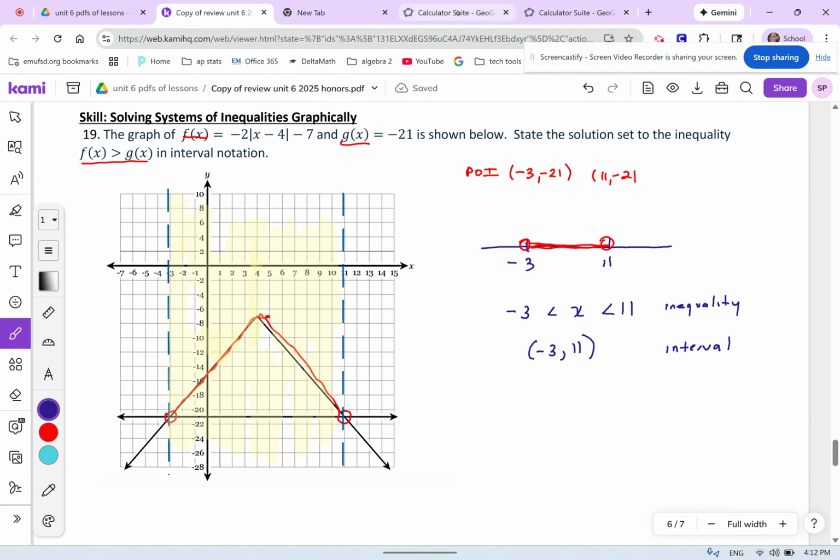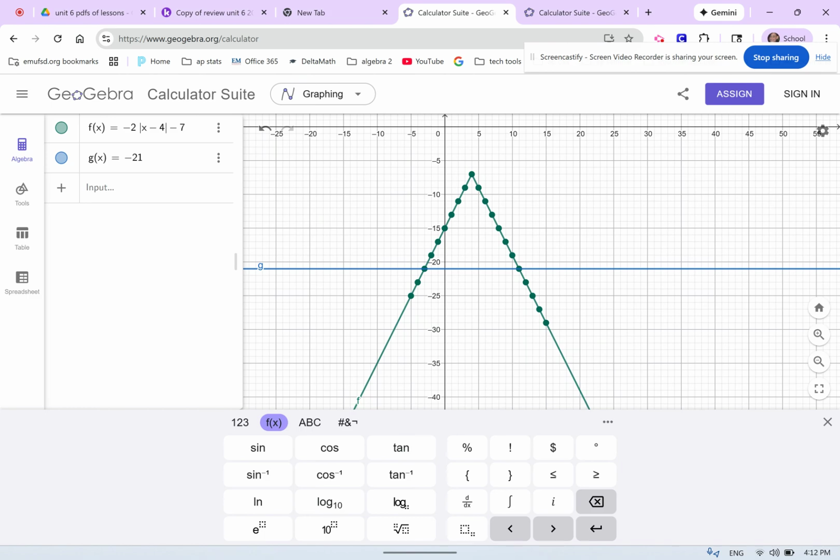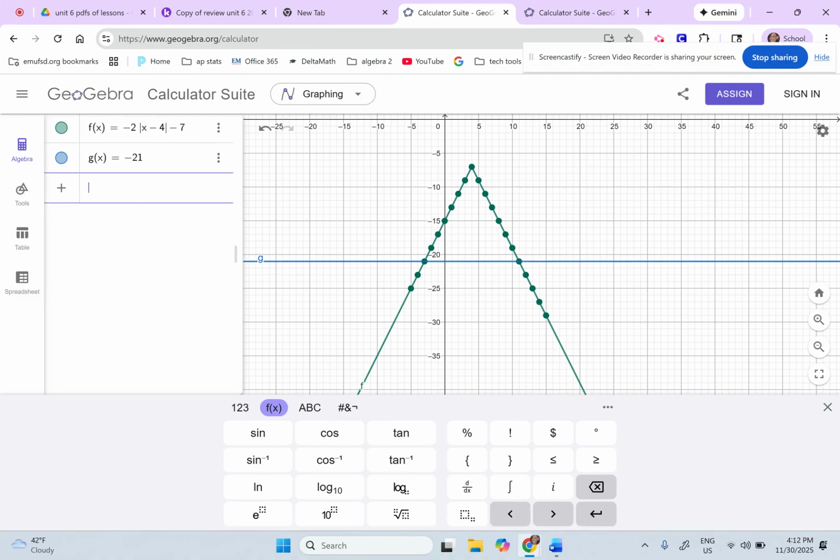You can use the graphing calculator a little bit to solve. I pre-entered f of x and g of x in GeoGebra. There are just a couple of strange things that you need to do with programs like GeoGebra and Desmos, otherwise you can't get the shading. You have to define what y is.